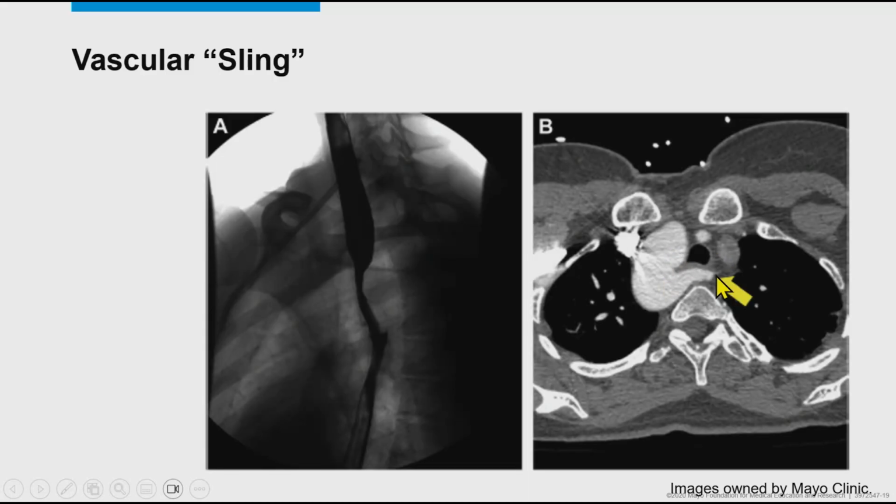So the arch is on the left side. The ligamentum arteriosum is also on the left side. So there's really nothing closing this completely. It doesn't really make it a complete ring. And this is what sometimes people refer to as an incomplete ring, but a sling is probably a better term to describe that. Most of these are actually found incidentally on a CT done for some other reason.